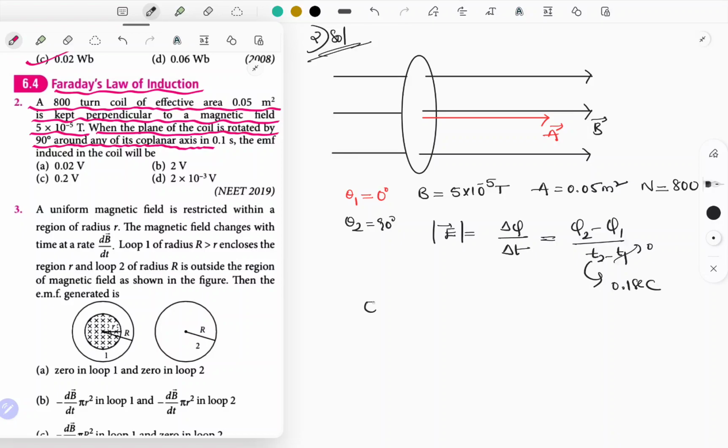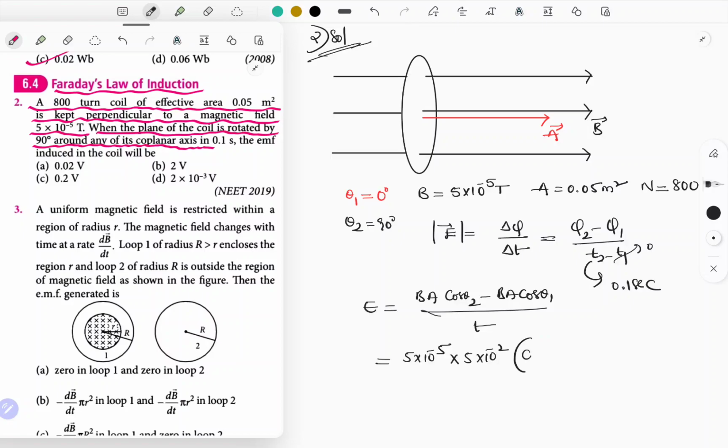Then induced EMF is equal to phi 2, which can be replaced as BA cos theta 2, minus phi 1, which is BA cos theta 1, divided by T. BA is common. B value is 5 into 10 power minus 5. And the area I can replace as 5 into 10 power minus 2, cos theta 2, or else you can write it as cos theta 1 minus cos theta 2. Okay.